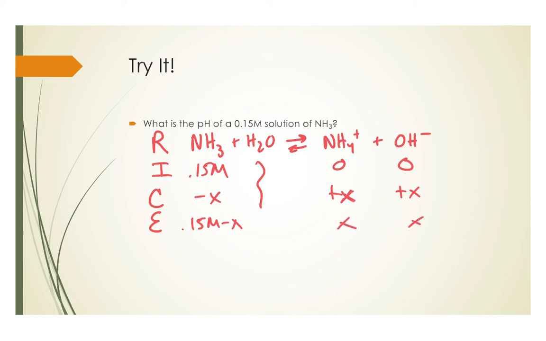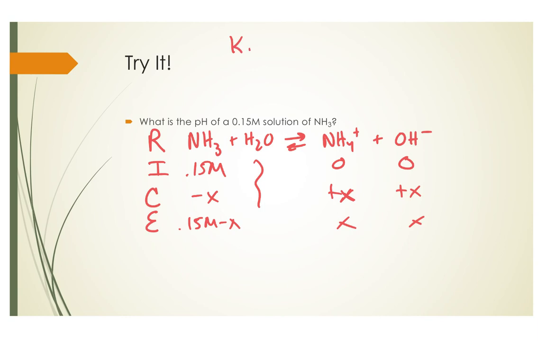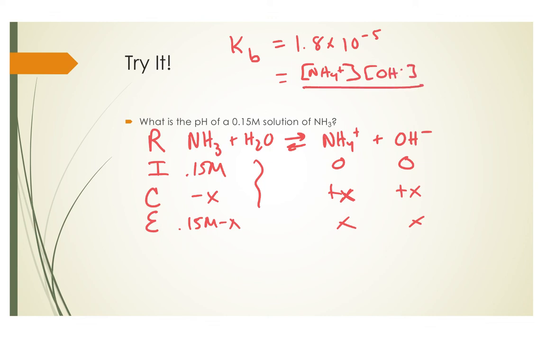Now from a table, we can see that the Kb for our reaction is 1.8 times 10 to the negative fifth. We know from the equilibrium expression that it's going to be NH4 plus times OH minus all over NH3. Given that, we can go ahead and do our calculations. We're operating in 10 to the negative first land here, and so we're going to just assume that that's going to be 0.15. We'll check that assumption later on.